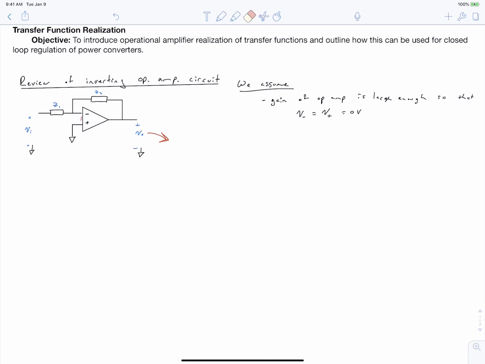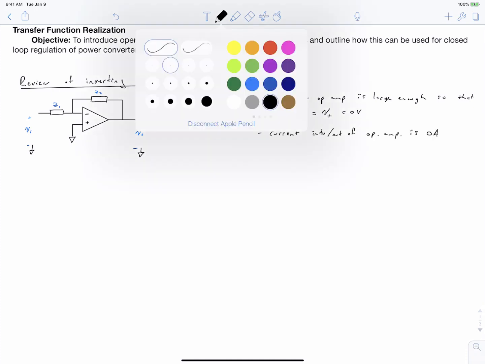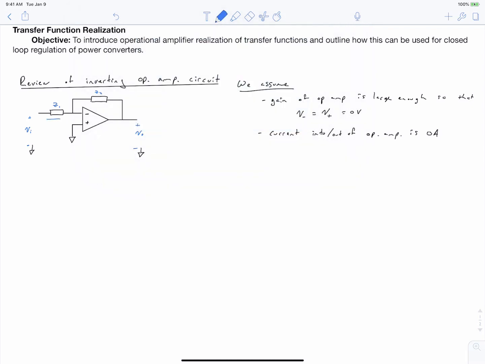So for analyzing op-amps, we can use a nodal analysis, and to do that we need to make this assumption that the negative voltage terminal is equal to the positive voltage terminal. The second assumption that we make is that there's no current flowing into or out of the op-amp. And this allows us to say that our current I1 at this location is equal to our current I2 over here. And at this point we can derive our transfer function.